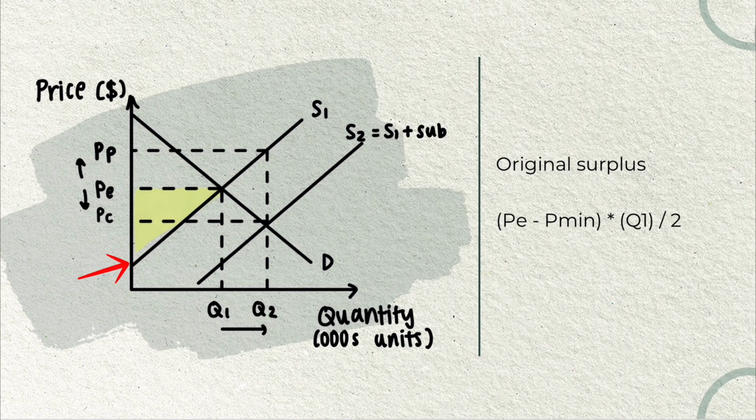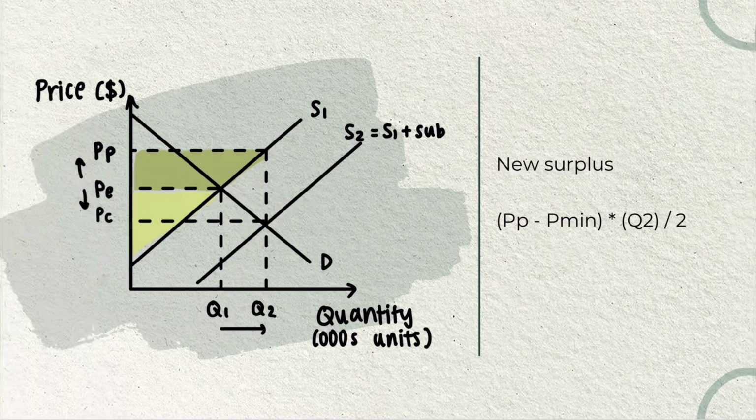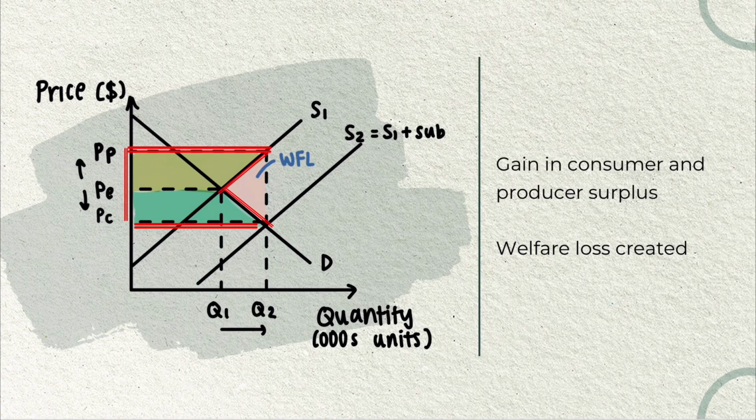This is the price that producers are willing to sell their products into the market. I'm going to call this P min. And the price of PE is what they actually sell for. So the calculation for the producer surplus here is PE minus P min multiplied by the original quantity, which is Q1 divided by 2. And as you can see, the producer surplus has increased, which is represented in dark yellow. So as you can see here, the producers and the consumers gain a surplus. However, a welfare loss is now created.